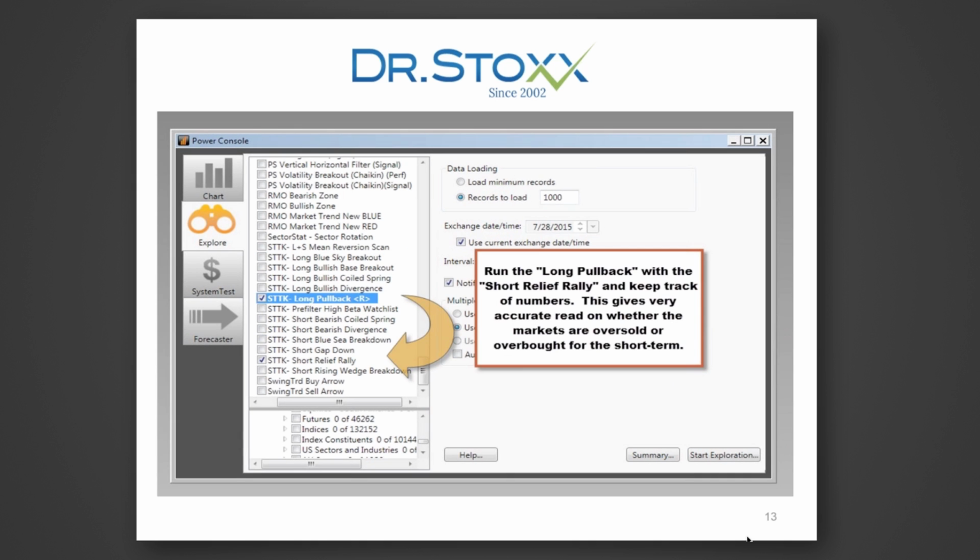Another thing I like to do is run the paired long pullback and the short relief rally. If you've read my Trend Trading for a Living book, you'll know that these are two complementary systems. The long pullback looks for stocks in a confirmed uptrend making a pullback to support, and the relief rally looks at stocks in a confirmed downtrend that have rallied into an area of resistance. When you run these two scans, again, you're going to get numbers of stocks that pass the two, and that will give you a ratio.